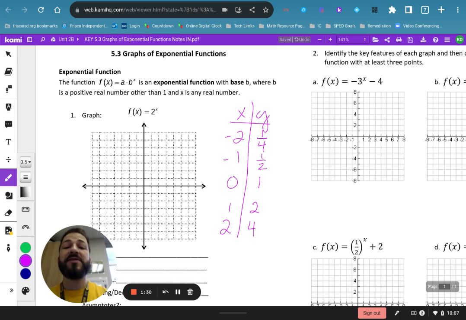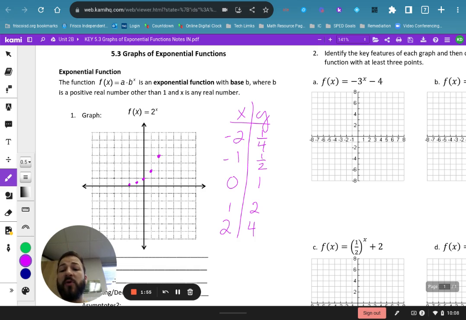So just a reminder, those negative exponents are fractions because any negative exponent by our rule means I send it down to the bottom of the fraction. Okay? I take the reciprocal. So let's go ahead and add our points in. So -2, 1/4, -1, 1/2, 0, 1, 1, 2, and 2, 4.